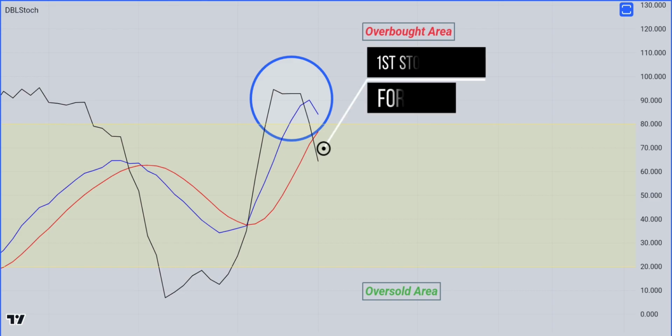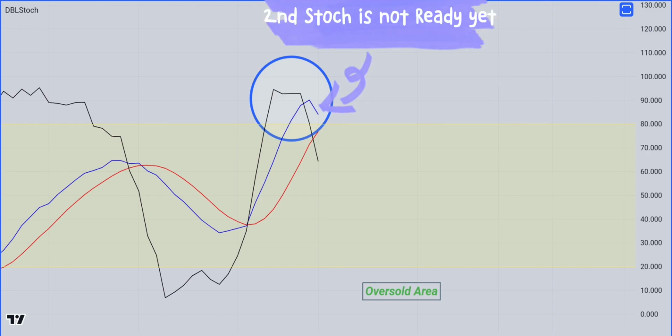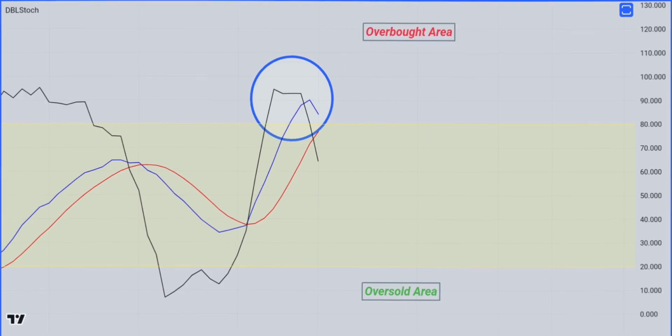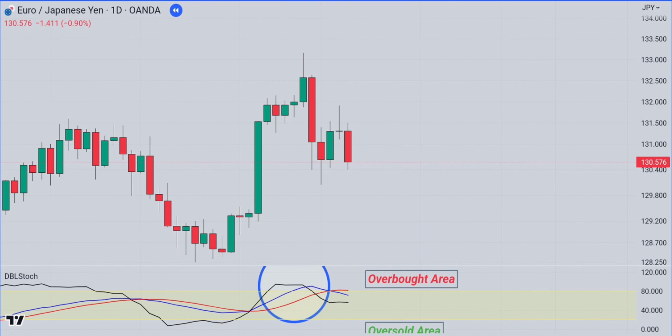The first stochastic crossed below the 80 level, but the blue stochastic line has not yet crossed below its orange line. In this scenario, we are waiting for confirmation before entering a trade. And shortly after, the blue stochastic line also crossed below the orange line, with both stochastic indicators below the 80 level. We will enter a trade based on the closing price of the first bearish candle with red volume.